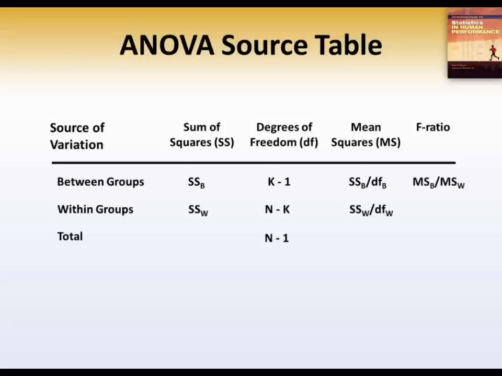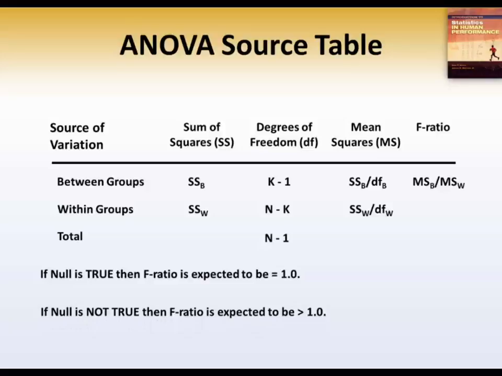And lastly, you calculate an F ratio. The F ratio is the test statistic. It's analogous to the t ratio that we used with the t-test. An F ratio is simply the mean square between divided by the mean square within. If the null hypothesis is true, then the F ratio is expected to be 1, because they're both estimating the same parameter, the population variance.